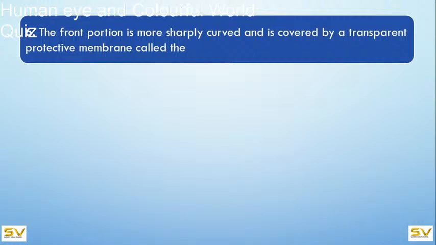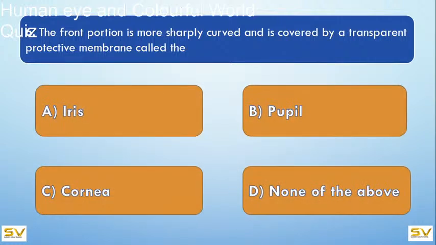Okay, sorry for that. So what is the front portion of the eyeball, which is more sharply curved and which is covered by a transparent protective membrane, called? Option A, iris. Option B, pupil. Option C, cornea. Option D, none of the above.